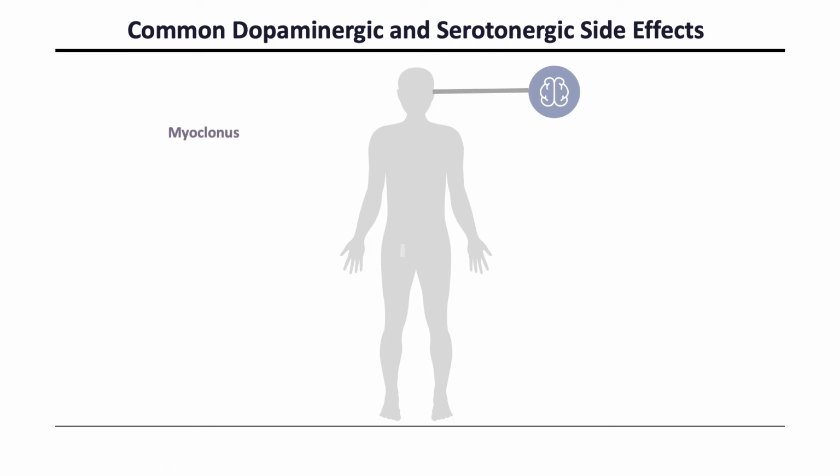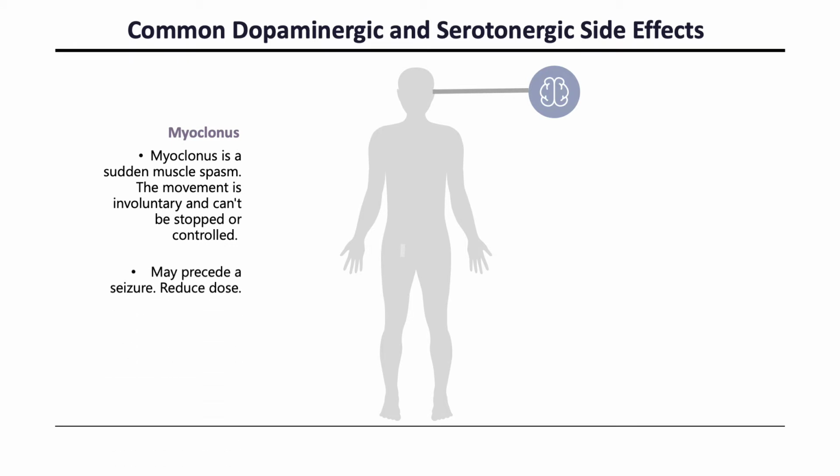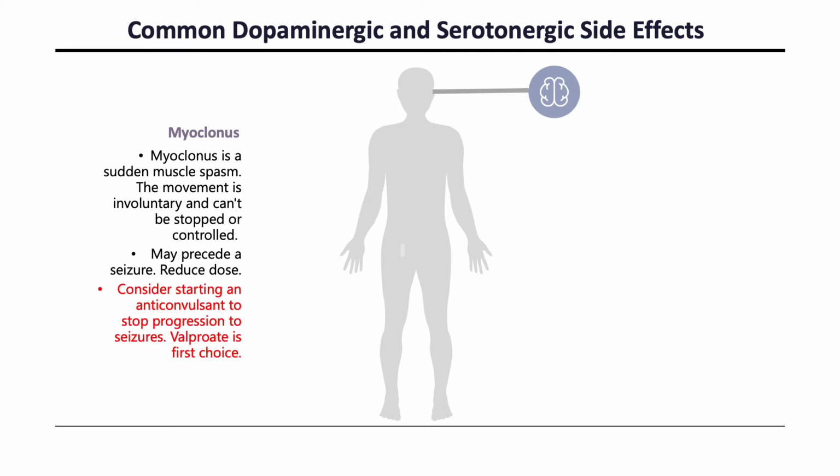Myoclonus is a sudden muscle spasm. The movement is involuntary and can't be stopped or controlled. It may precede a seizure, and if this is the case, it's advised to reduce the dose. It's advised to consider starting an anticonvulsant to stop progression to seizures, with valproate being the first choice.